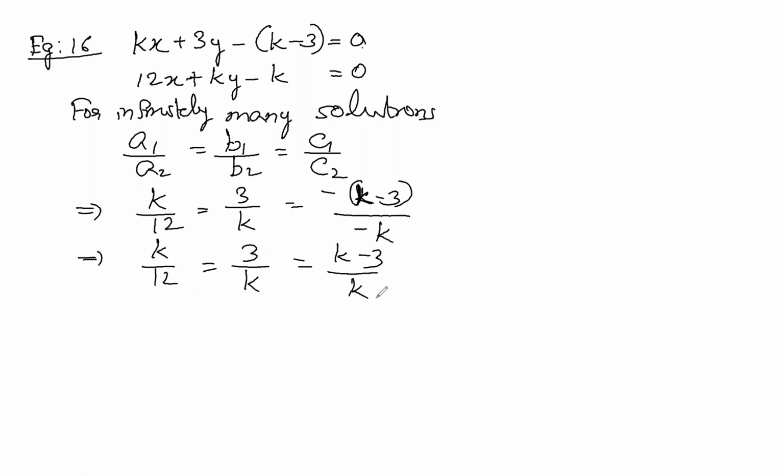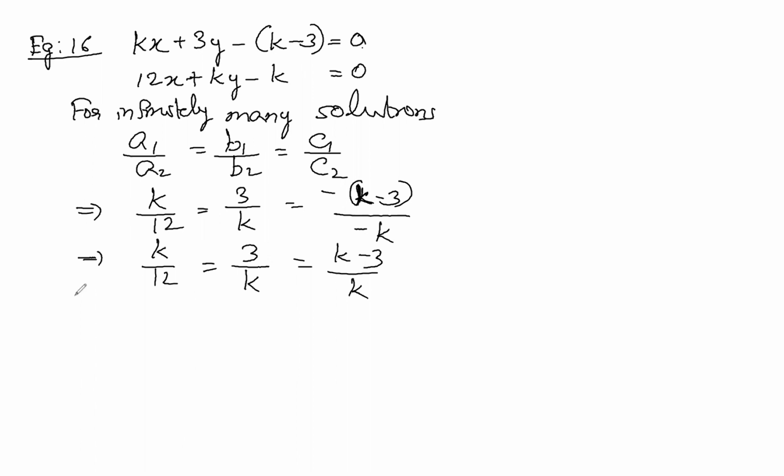So this type of questions, we should write 2 cases. Case 1, equate the first fraction K by 12 with the second fraction 3 by K. And the second case, equate the second fraction 3 by K with the third fraction, K minus 3 by K. Like this, you have to write 2 cases.